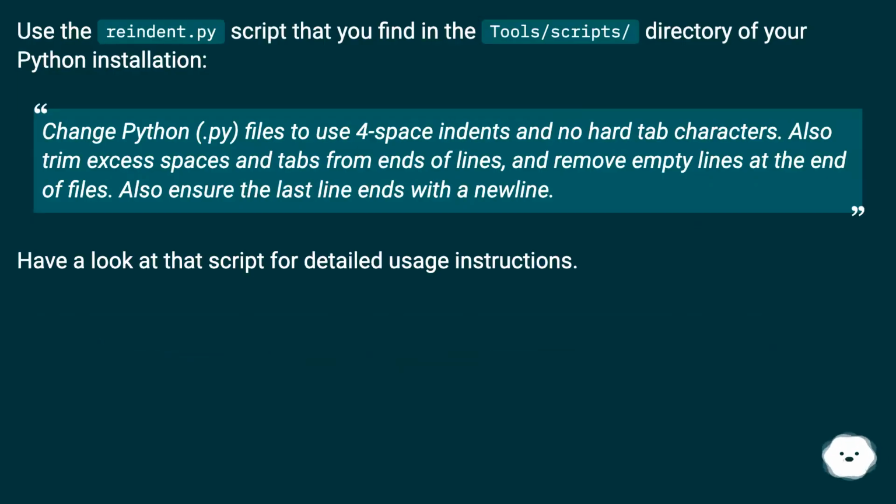Use the reindent.py script that you find in the Tools/scripts/ directory of your Python installation. Change Python .py files to use four space indents and no hard tab characters. Also trim excess spaces and tabs from ends of lines, and remove empty lines at the end of files. Also ensure the last line ends with a newline. Have a look at that script for detailed usage instructions.